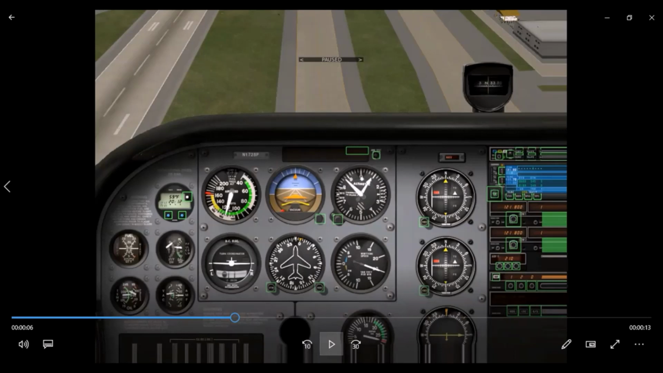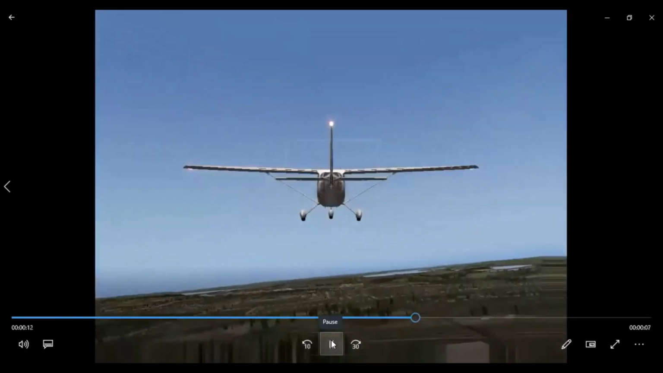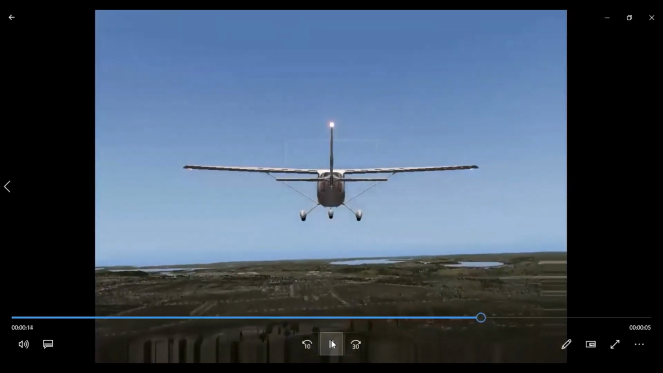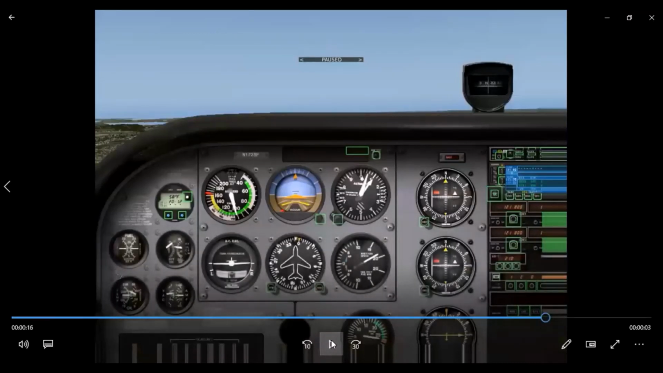Finally, we are going to point the nose back up until we are higher than the original position. As we can see, the speed has dropped to 110 knots. The altitude indicator shows a slight pitch up movement, and the altitude increases.